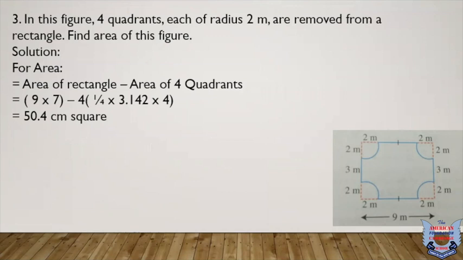You just calculate the area of the rectangle. You can clearly add the breadths: 2 plus 3 plus 2 gives you 7, and you already know the length, which is 9. You'll multiply them and subtract 4. You have 4 quadrants, right? You will write 4, and to find the area of one quadrant, you have 1 upon 4 into pi, with the radius written directly as the value, which is 2. If you subtract them both, you'll get the area.